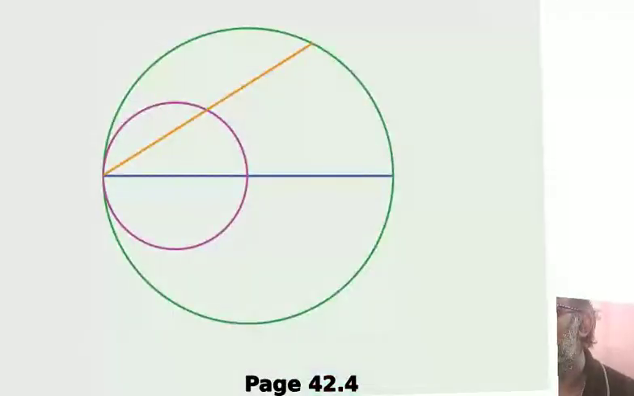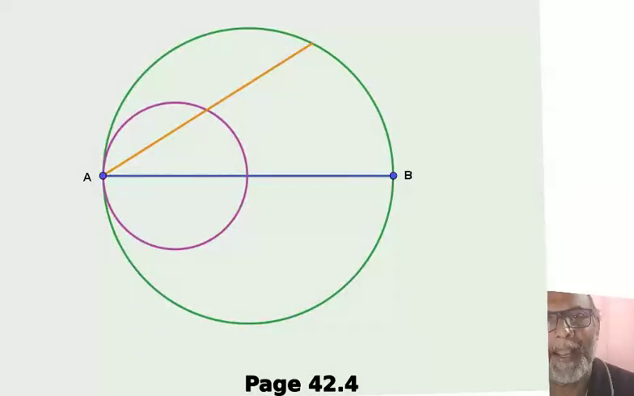Okay, here the figure is drawn. Two circles are there, a bigger one and a smaller one, and they are meeting at a particular point, and a chord of the bigger circle from that point is drawn. Okay, now let us try to prove the theorem.